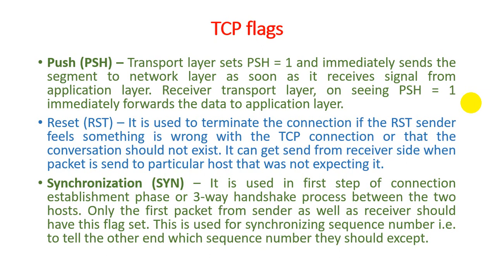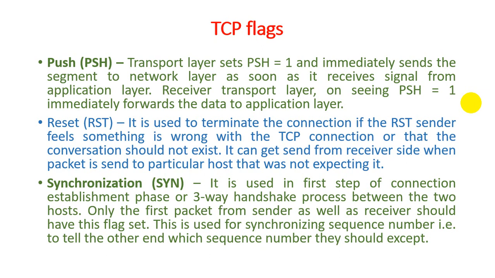It is used in the first step of the connection establishment phase, the three-way handshake process between two hosts. It is the most important case whenever we are connecting a computer system with the help of the three-way handshake process. Only the first packet from the sender as well as the receiver should have this flag set. This is used for synchronizing sequence numbers, as we previously discussed that if your message is long, it is divided into different packets. So at the receiver's end, we must retrieve the original message from the different packets. At that time synchronization is really required.